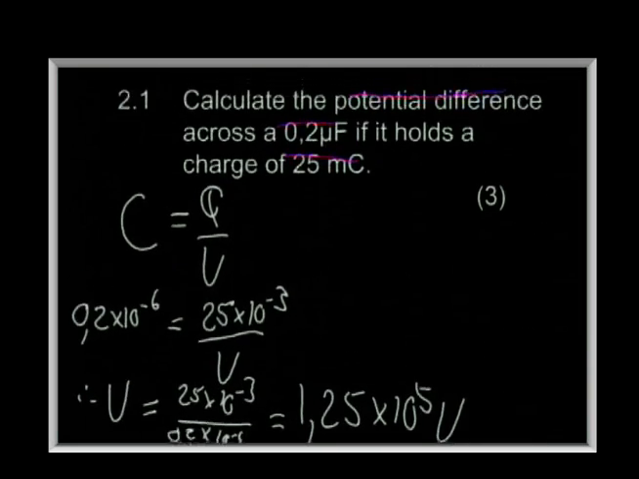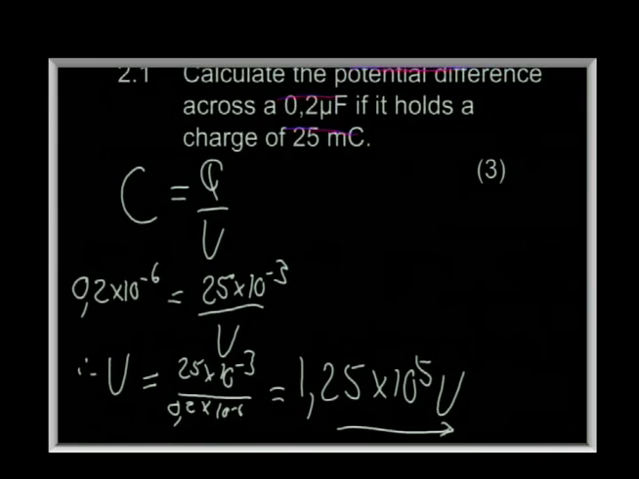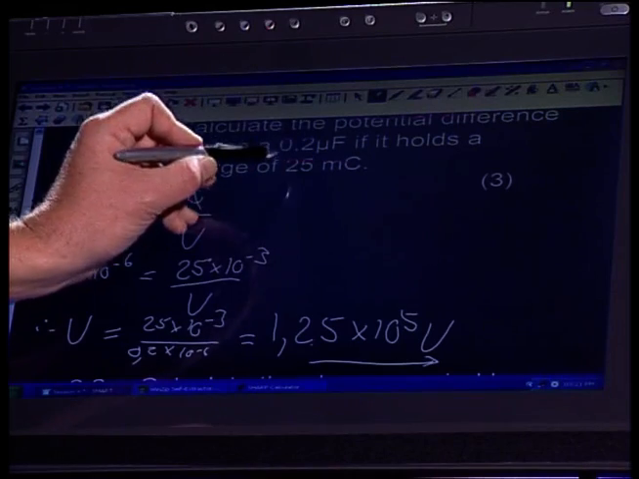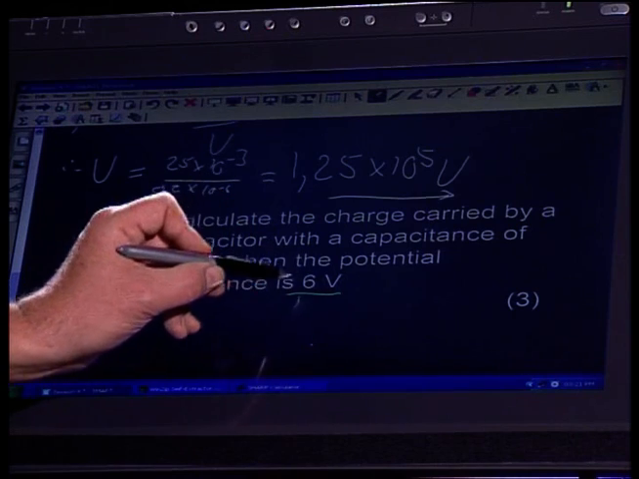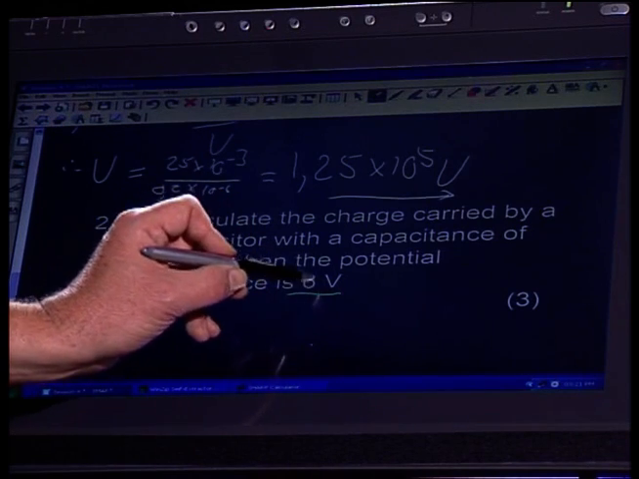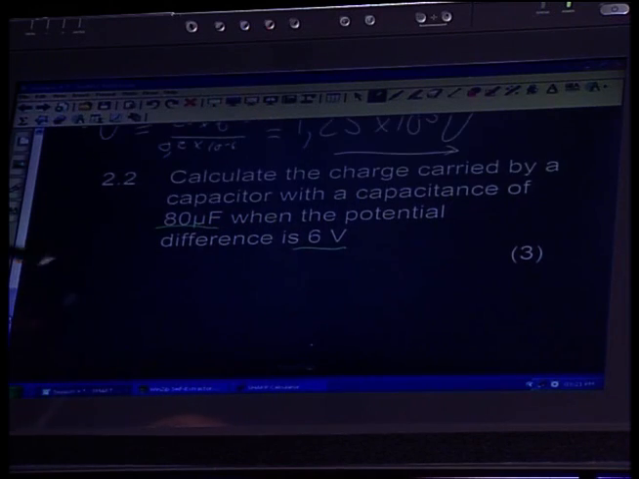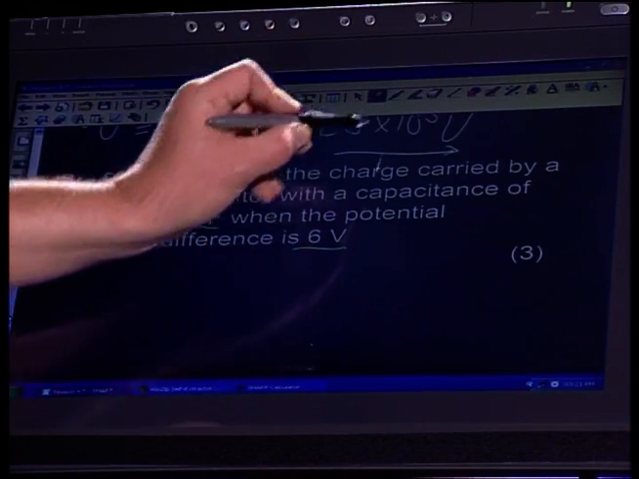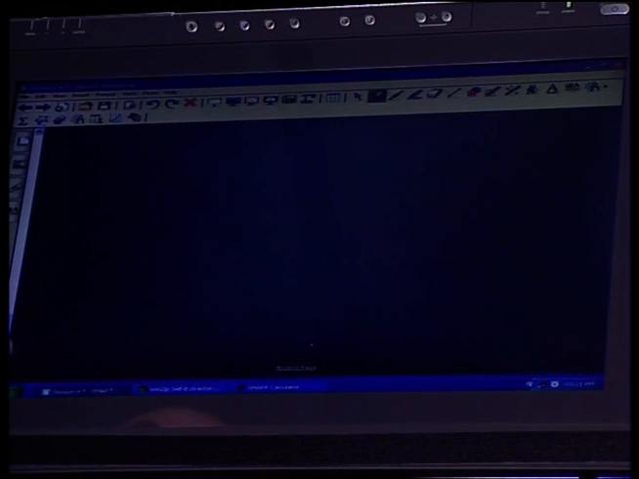Notice what we've done here. We've changed it to 80. We've increased that quite a few times, and we've increased the potential well. We've not increased the potential difference, we've changed the potential difference. The potential difference is different. So the capacitance is bigger, the potential difference is nowhere nearly as big. So let's see what the effect of the charge is.